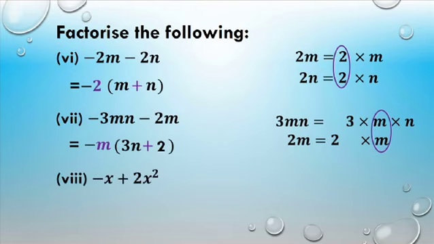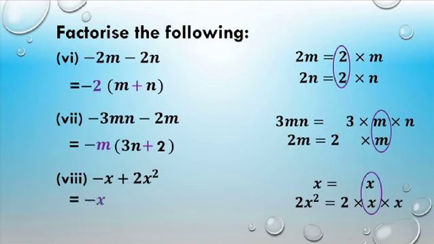Another example, minus x plus 2x squared. So here I have plus between the terms. So minus x plus 2x squared, I'm going to write x simply as x. 2x squared can be written as 2 times x times x. So the common factor here is x. I take minus x outside. So again, because I have taken minus outside, the sign inside the bracket will change. So I had plus, now it's going to become minus.